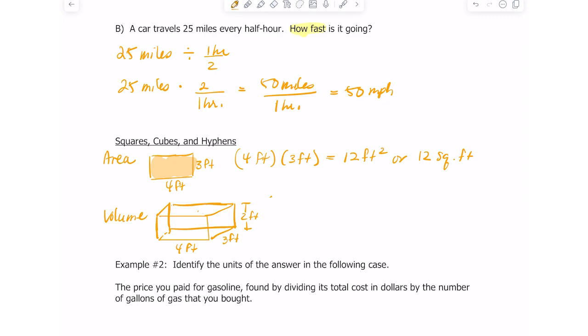So to find that, I would multiply the length times the width times the height. And I can easily multiply 4 times 3 times 2. That gives me 24. But then what's feet times feet times feet? Well, feet times feet is feet squared. So if I add another foot in there, I get feet cubed. Or you could say 24 cubic feet.